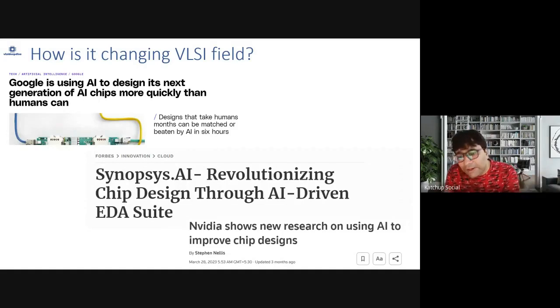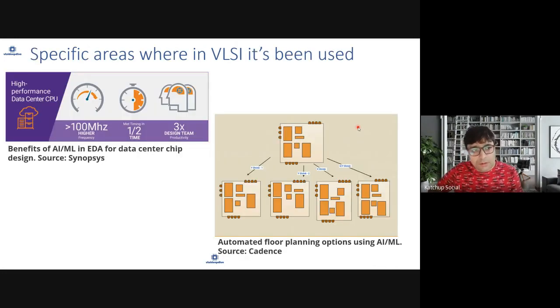Similar to Google, NVIDIA is also using AI to improve its chip design. So there are multiple companies working, whether together or separately, to impact even the hardware design field. The main goal has been to improve the productivity of chip designers, the people who design chips. Here are specific areas where I have seen it used. This is not an exhaustive list, but some examples of where AI is being used to improve chip design.